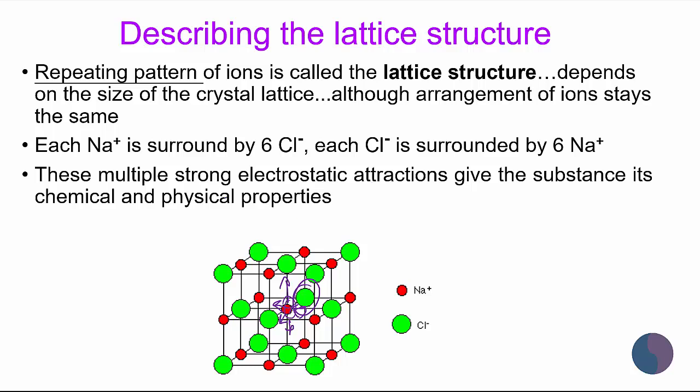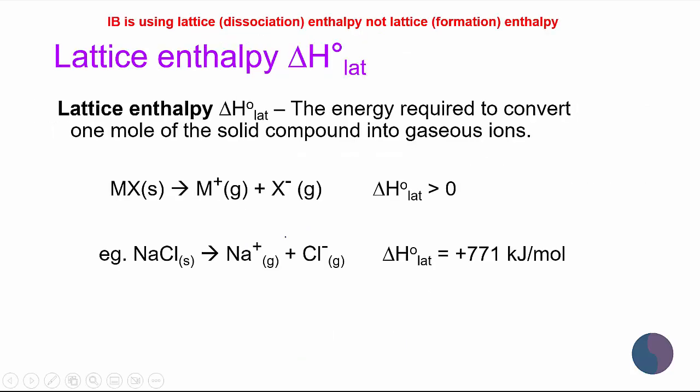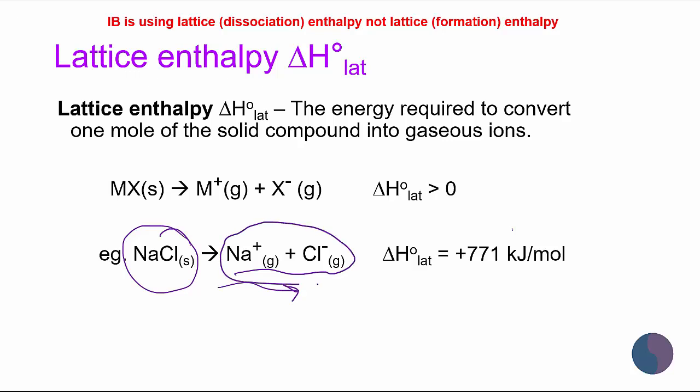So that's important, how many ion-ion bonds there are. That has an effect on how strong the lattice is and its physical and chemical properties. What we're going to look at is how much energy it takes to break that lattice apart. The solid breaking into the gaseous ions is technically the term for lattice enthalpy. So we're looking at lattice dissociation enthalpy.